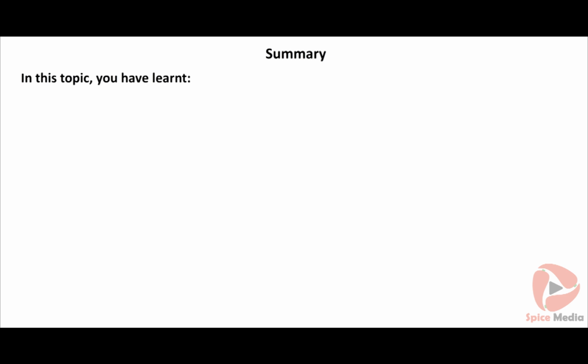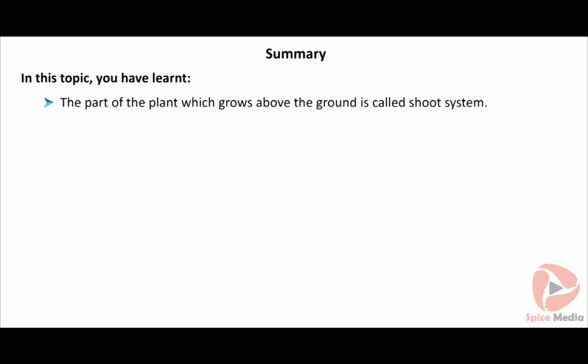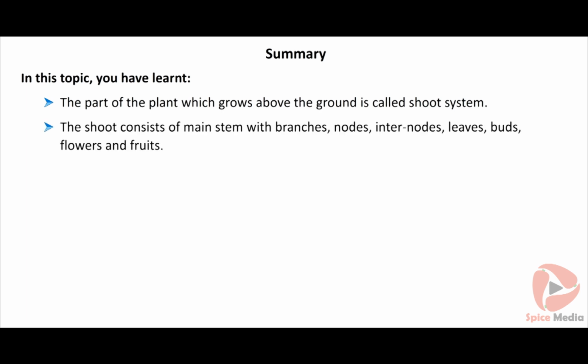In this topic, you have learnt the part of the plant which grows above the ground is called the shoot system. The shoot consists of the main stem with branches, nodes, internodes, leaves, buds, flowers and fruits. The distance between two successive nodes is called internode.